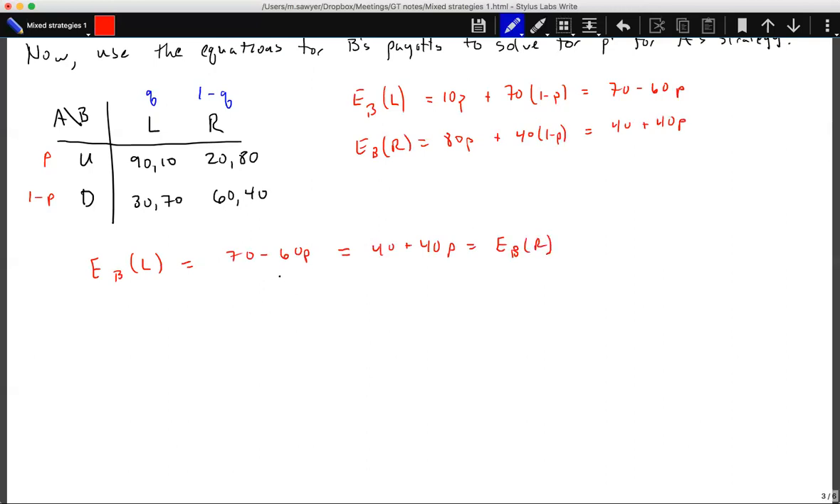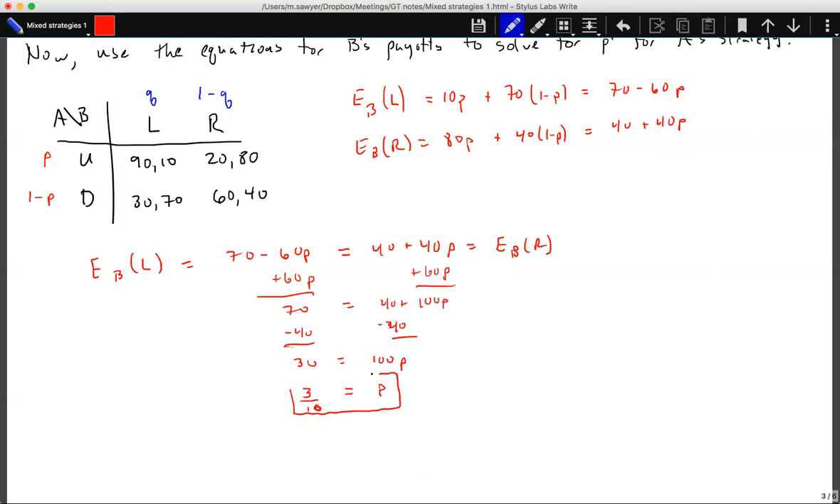We can add 60P to both sides. So then we get 40 plus 100P equals 70. Subtract off the 40. So we get 30 is equal to 100P. So P equals 3/10.